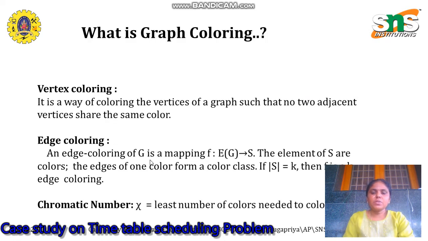What is graph coloring? Graph coloring is vertex coloring, edge coloring, or chromatic number. Vertex coloring is a way of coloring the vertices of a graph such that no two adjacent vertices have the same color. This is the constraint for preparing a graph coloring. An edge coloring of G is a mapping f from the edges of G to a set S of colors, such that edges have different colors. Chromatic number is the least number of colors with which we can color the graph.